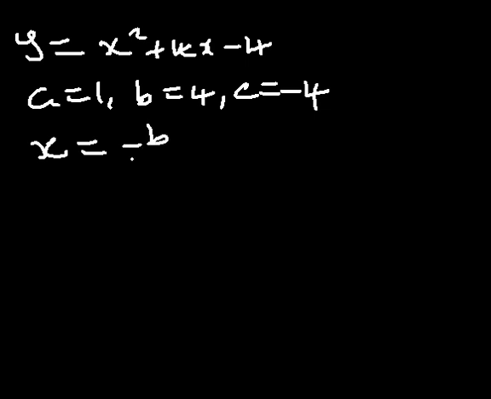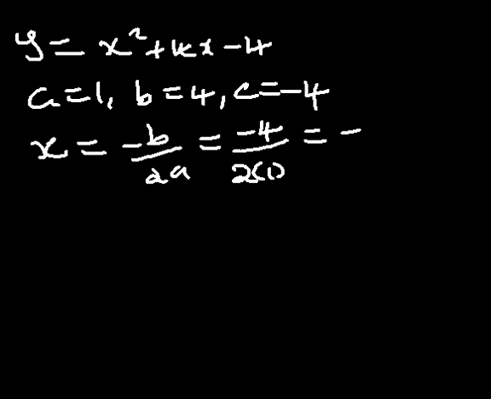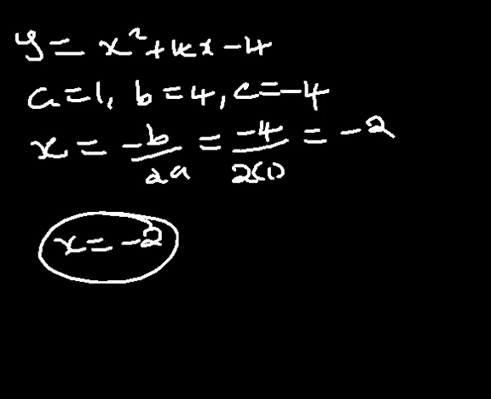That is given as negative b over 2a. This is the formula. That is given as negative 4 over 2 times 1, which is negative 2. So the line of symmetry is given as x is equal to negative 2. We are done there. Now how about the coordinates at the turning point?